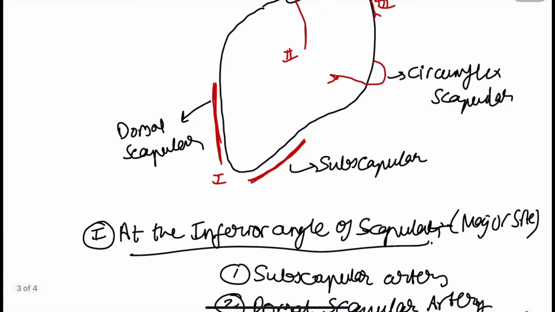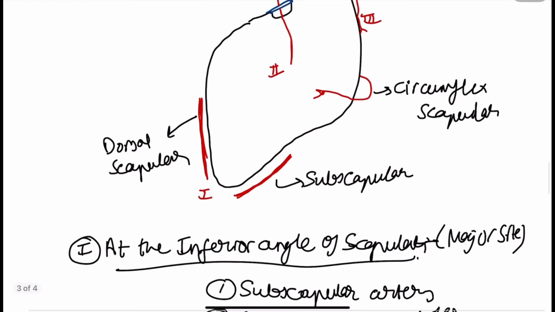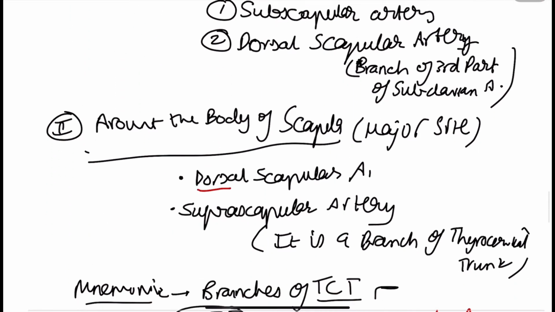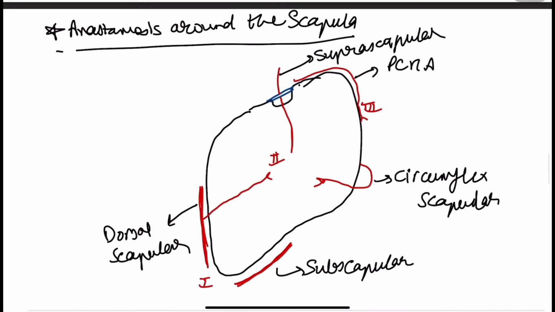First of all, talking about the inferior angle of the scapula. In the inferior angle, you can easily see that subscapular artery and dorsal scapular artery are anastomosing. And around the body of scapula, the dorsal scapular artery, suprascapular artery, and circumflex scapular artery are anastomosing around the body of scapula.